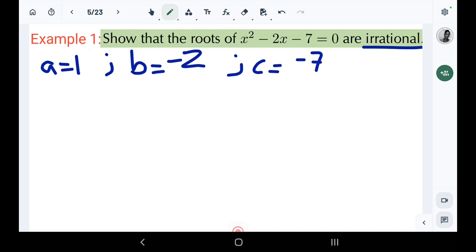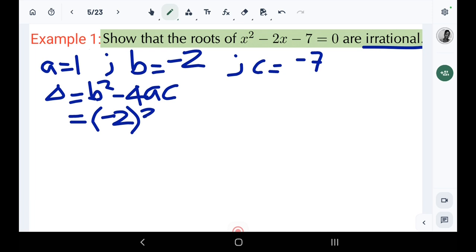And now we know that for roots to be irrational, the discriminant must be a positive number greater than 0, but not necessarily a perfect square. So now let's find out what the discriminant looks like. The discriminant is equal to b squared minus 4ac, which is equal to negative 2 squared minus 4 in brackets, a is 1 and c is negative 7.